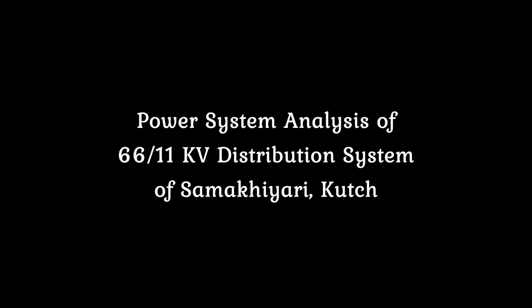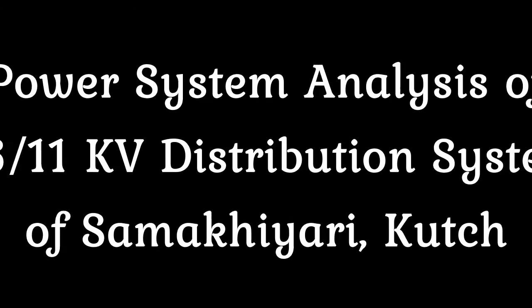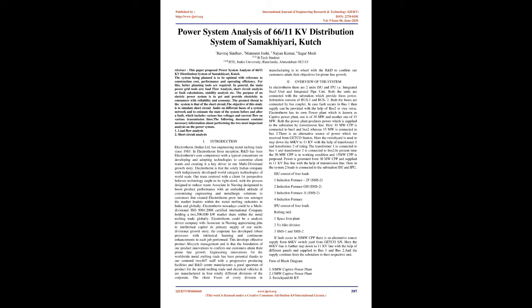Power system analysis of 66/11 kV distribution system of Samakhiyari, Kutch. Abstract: this paper proposes power system analysis of the 66/11 kV distribution system of Samakhiyari, Kutch. The system being planned is to be optimal with reference to construction cost, performance, and operating efficiency. For this, better planning tools are required.